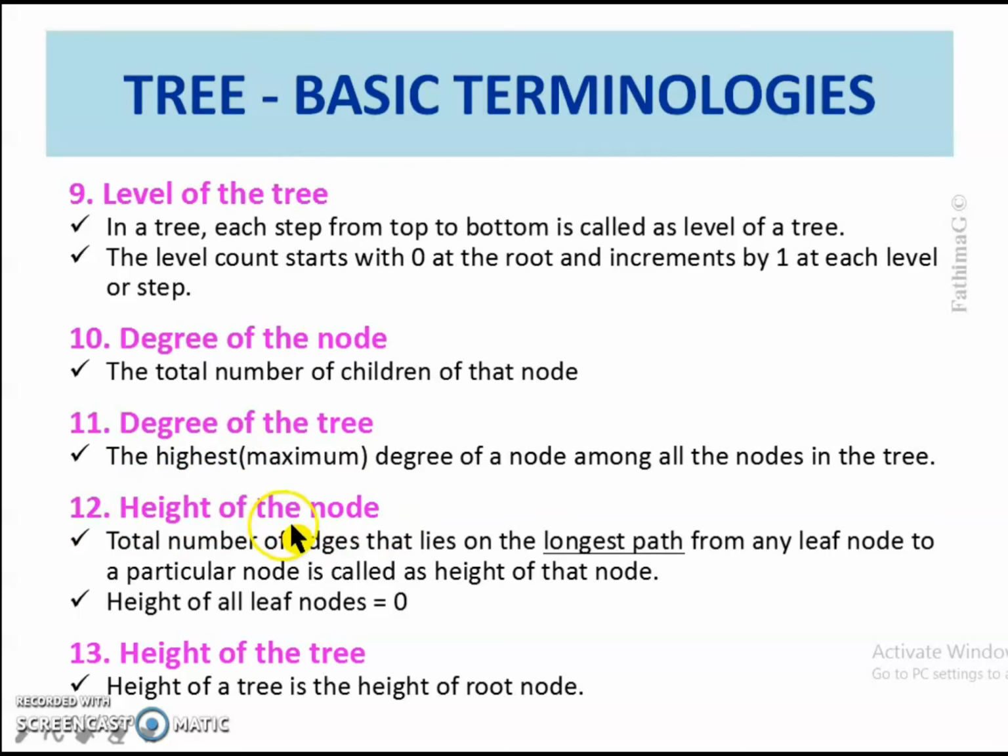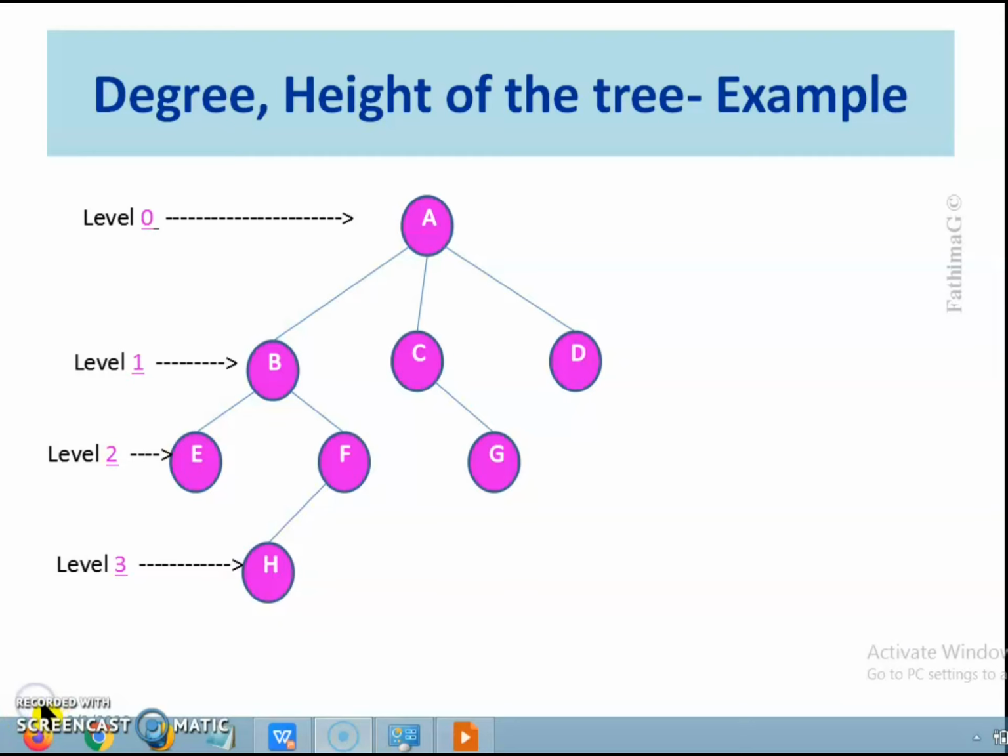The total number of edges that lies on the longest path from any leaf node to that particular node is called the height of that node. And the height of all leaf nodes is 0. Next, the height of the tree. The height of the tree is found from the height of the root node. Let us visualize the terminologies with an example.